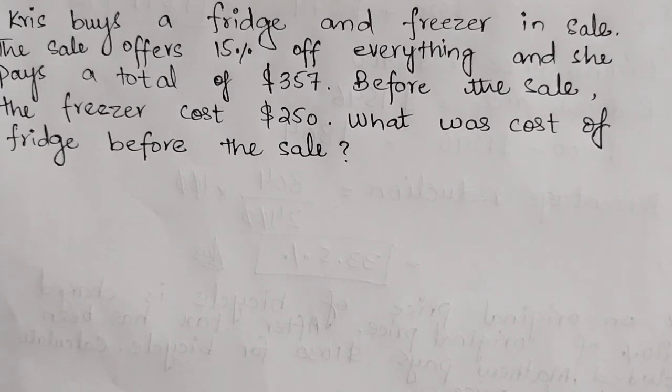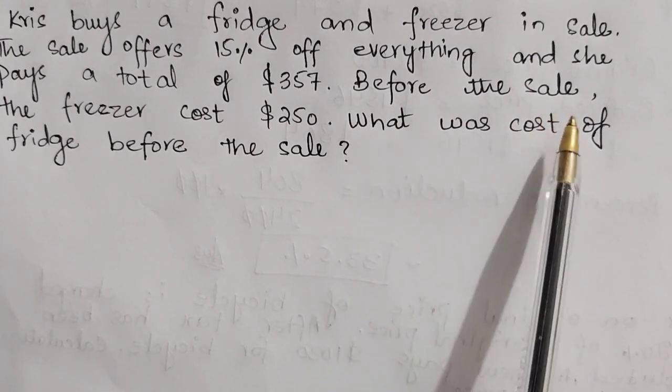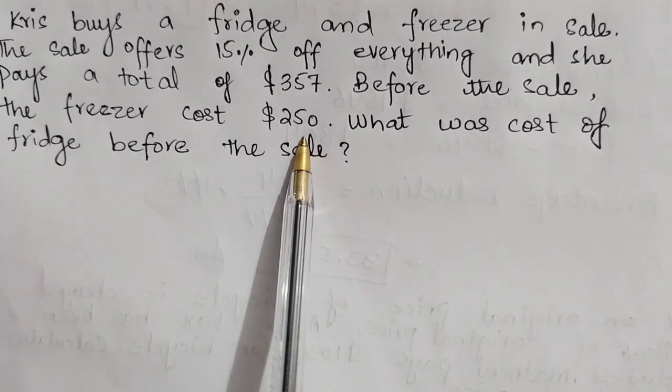Okay, it's a question where we simply calculate the cost of a fridge before the sale, but it also involves percentage. What we are given is Chris buys a fridge and a freezer in a sale, and the sale offers 15% off everything. If 15% is off on everything, it means she pays 85% of the amount. And we are also given that before the sale the price of the freezer is $250.